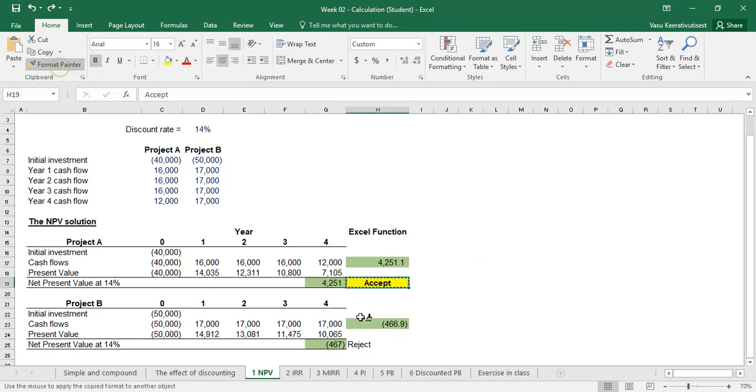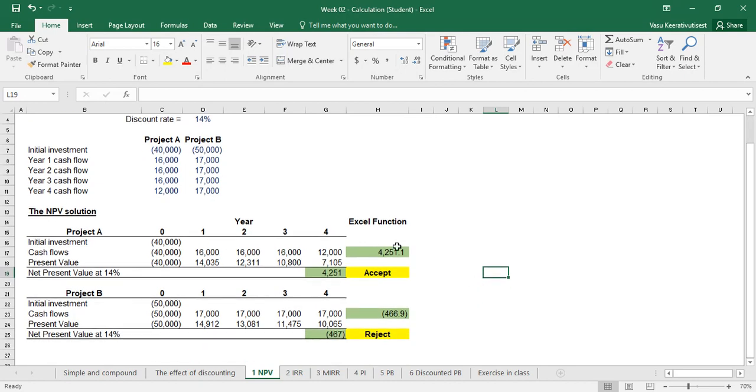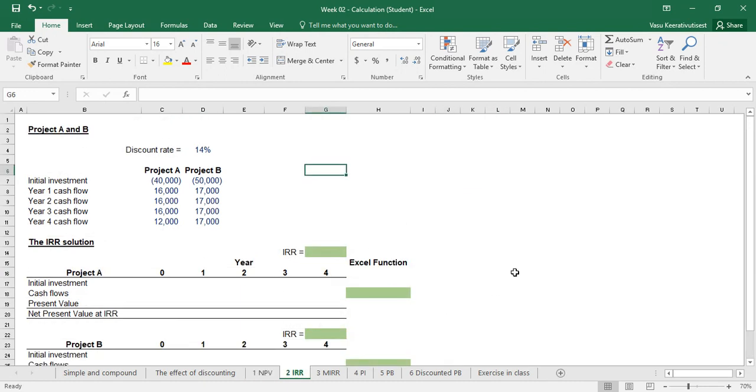So in the first part of this video, I showed you how to use the NPV calculation in Excel. By the end of this calculation, our decision is to accept Project A and reject Project B. Later on, you will learn more about independent projects and mutually exclusive projects, but at this stage we just practice our calculation. The next part we will discuss is IRR.